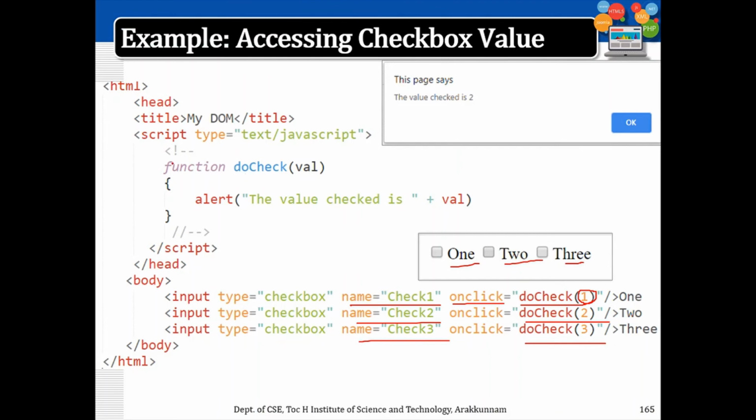And here in the script part in the header, I have a function doCheck with a value. I'm just alerting that value. So if I click on the second checkbox, it will display the value checked is 2. So these are some simple examples in which you handle events using JavaScript and the HTML DOM. Once you try out some examples, it will be quite easy for you to learn.